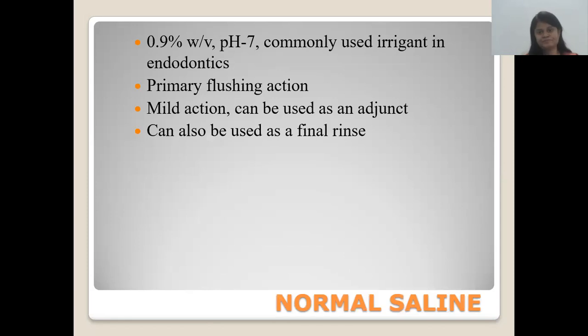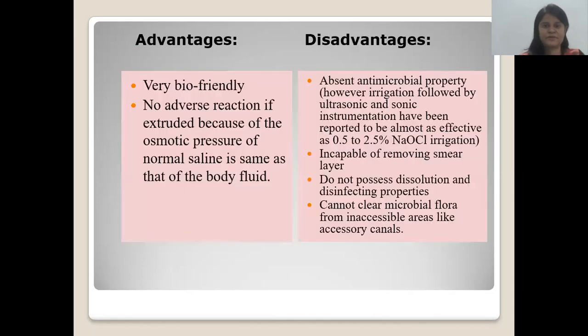The next one is normal saline, 0.9% weight by volume, pH 7, which is commonly used as an irrigant even in today's era in endodontics. Its primary action is flushing. It has very mild action. It is usually used as an adjuvant irrigant and also as a final irrigant, for final rinsing of the root canal system during the cleaning schedule.